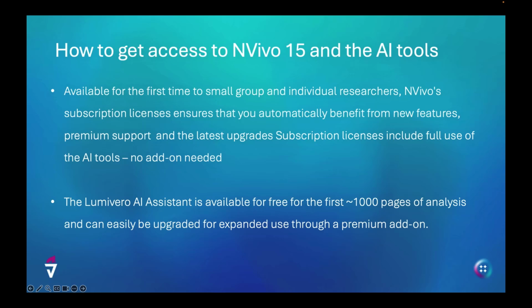Please be aware that the AI tools are free for the first 1,000 pages of analysis. This is calculated on the tokens in the background. If you want to know exactly how this is calculated, you can go to the NVivo 15 help page. But for the first 1,000 pages of analysis, you can use the Lumivero AI assistant for free. And if you realize this is something you want to use on a regular basis and you want unlimited use of the AI assistant, then you can choose the premium add-on for the AI assistant subscription, which is a yearly subscription that you can add based on your needs.